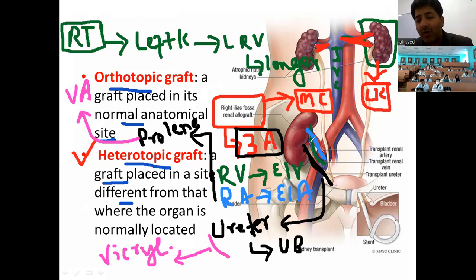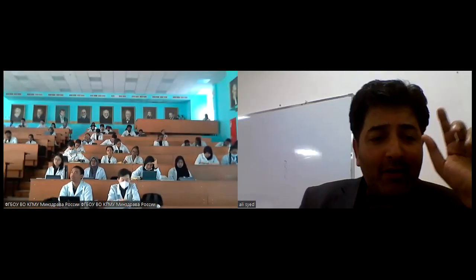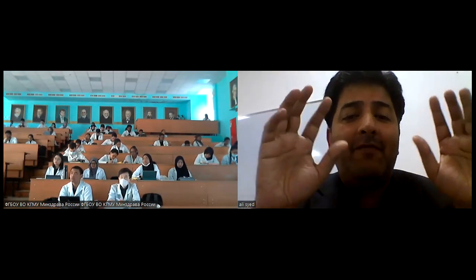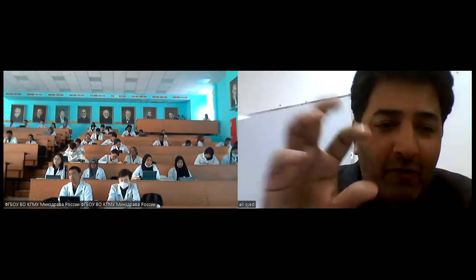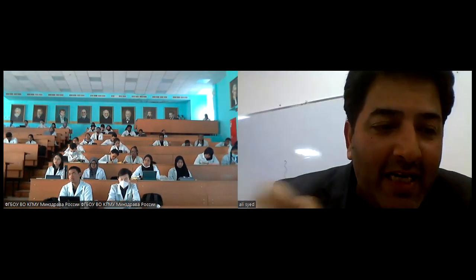So see here, it is easy for me to transplant the kidney here to make these anastomoses as compared to here. Most commonly, heterotopic kidney transplantation, or renal transplantation, I will perform where? In the iliac fossa. But you must remember two things: orthotopic and heterotopic. In heterotopic, when I want to perform kidney transplantation, I will place it not in the renal fossa, but in the iliac fossa.